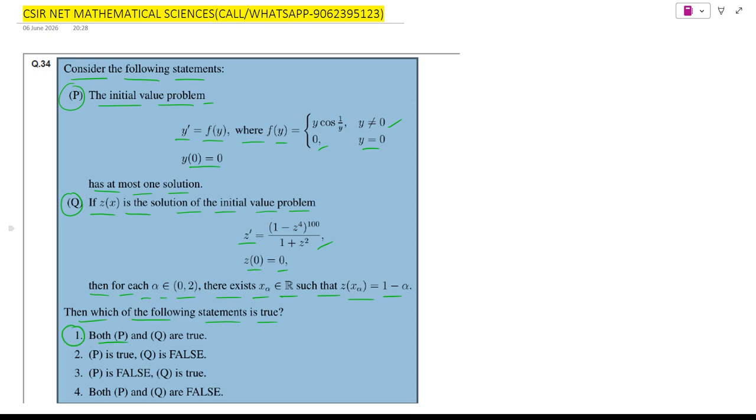1 says both P and Q are true. 2 says P is true, Q is false. 3 says P is false, Q is true. And 4 says both P and Q are false.